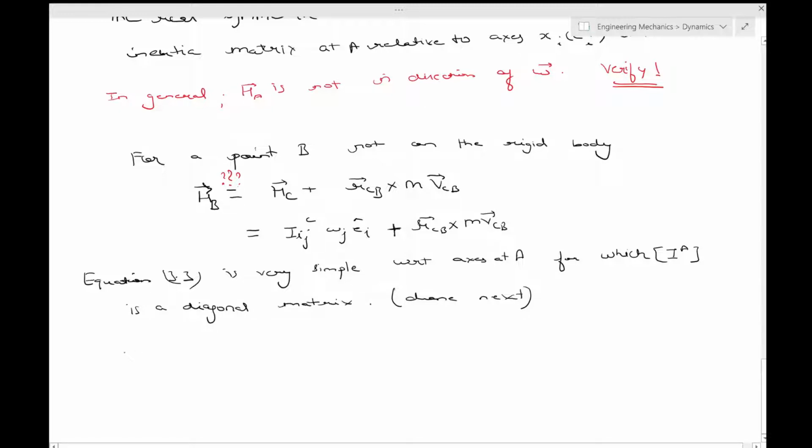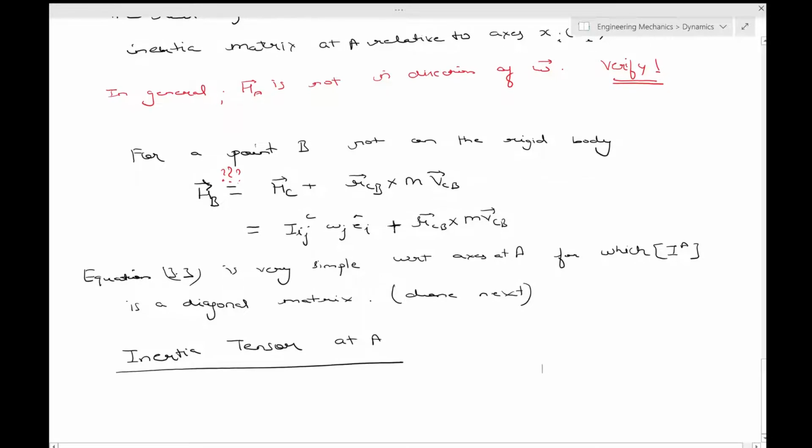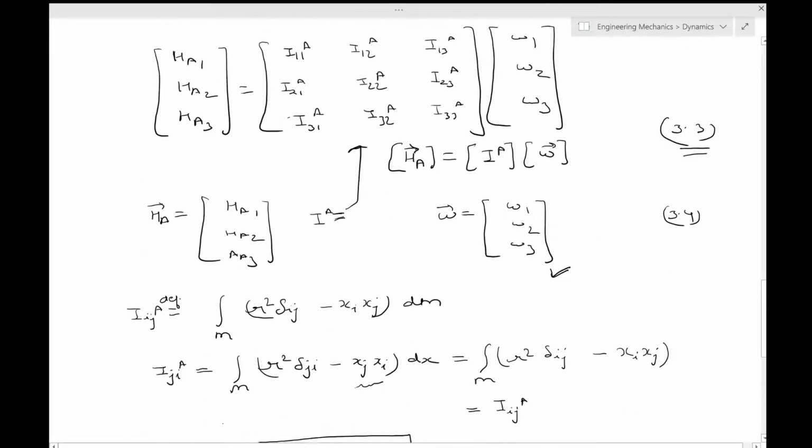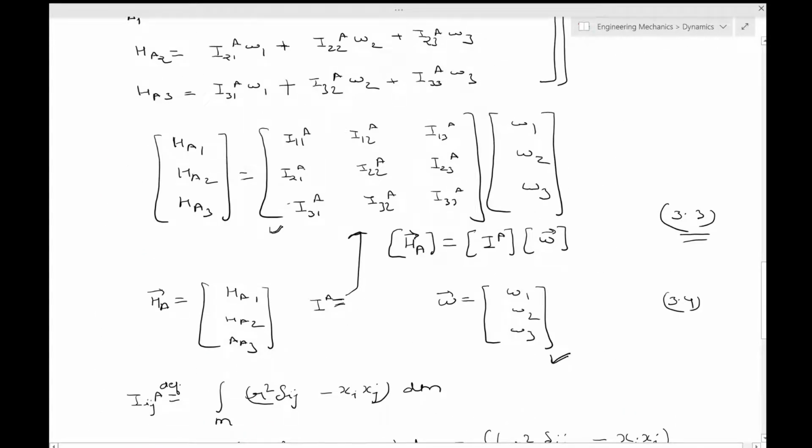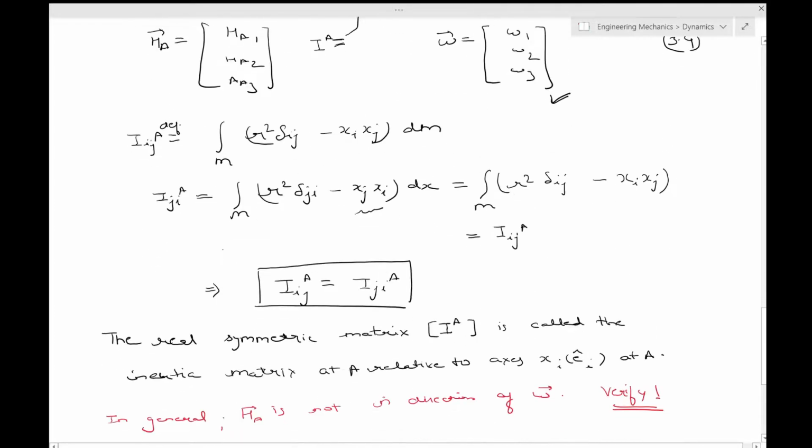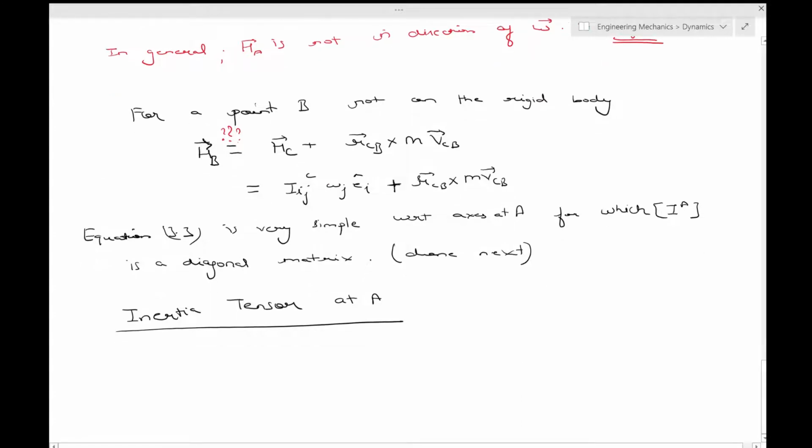So let's discuss the so-called inertia tensor at A. Until now we had something called the inertia matrix, which looked like this, and we are now discussing this inertia tensor. So let's see what it is.